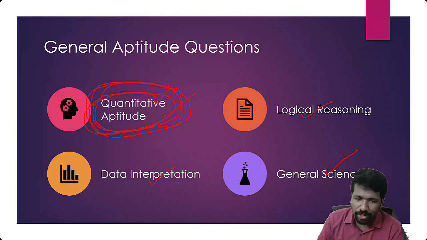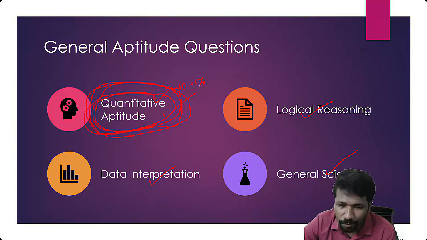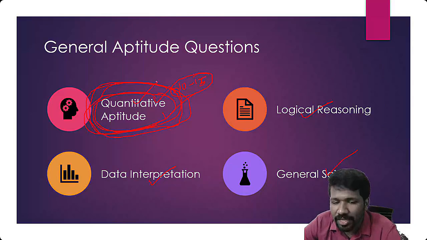The biggest unit, roughly out of 20 questions, 10 to 12 questions you can expect, minimum 12. It can vary up to 15 questions also. 10 to 15 questions you can expect from this area itself, 10 to 15 roughly.